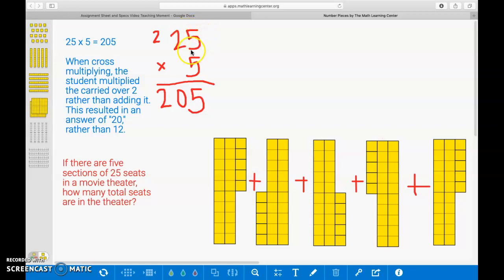So they started out as 5 times 5 equals 25, left the 5 down, carried the 2, and then when multiplying 5 times 2, they would get 10. And instead of adding the 2 like we would normally do, it looks like they multiplied it to get the answer of 20, which led them to the overall answer of 205.